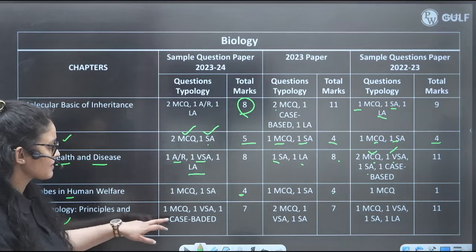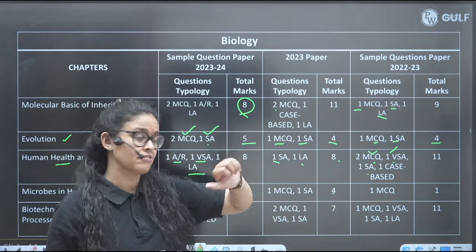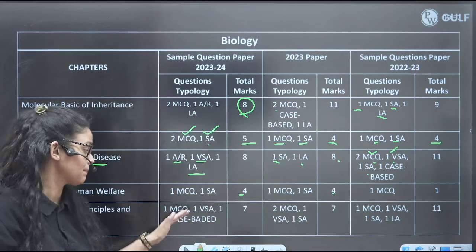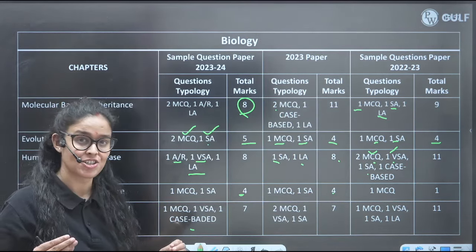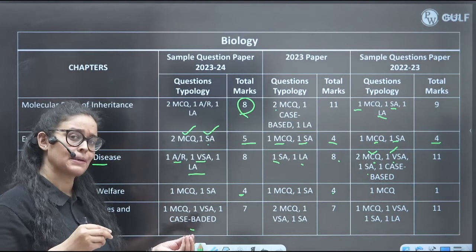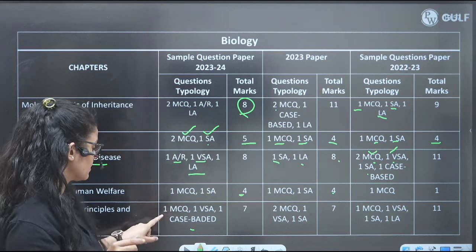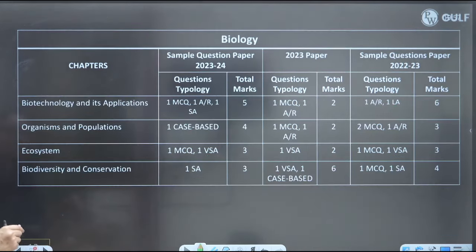Principles and processes: they asked 11 questions in 22, in 23 7 questions, and this time also in sample papers they have given 7. So this chapter also has very good weightage, right? It is a simple chapter with few concepts, so you have to practice it very nicely. 1 MCQ, 1 very short, 1 case based study question.